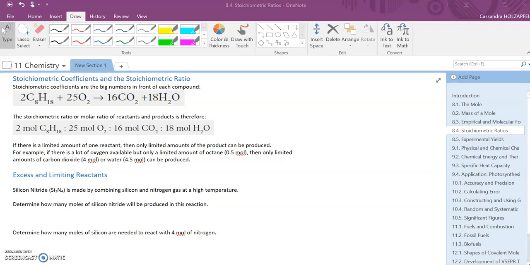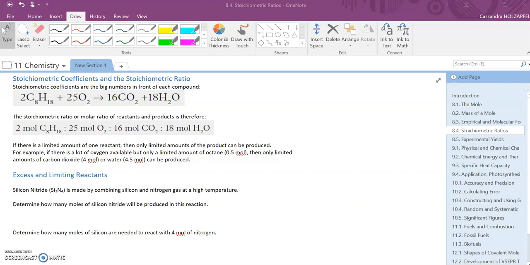Okay? If there is a limited amount of one reactant, so let's say we only had 1 mole of this, then we would only be able to produce half the amount of carbon dioxide and water at the end. Similarly, if we have an excessive amount of one, so let's say we have 50 moles of C8H18, but we've only got 25 moles of oxygen, then this is going to limit the amount of the reaction that can produce. Okay, so let's do an example.